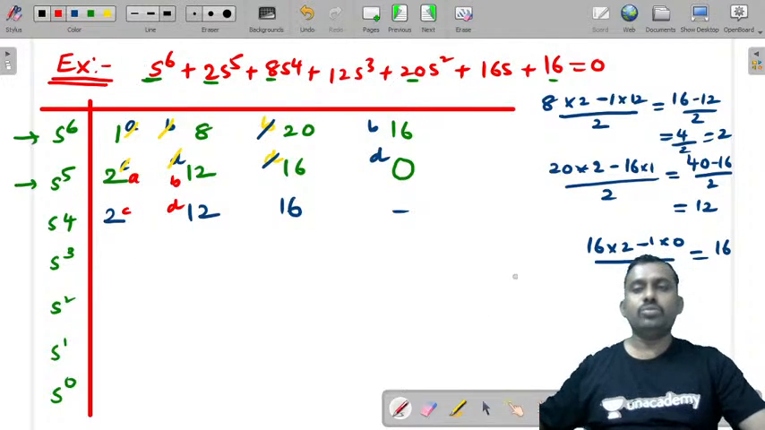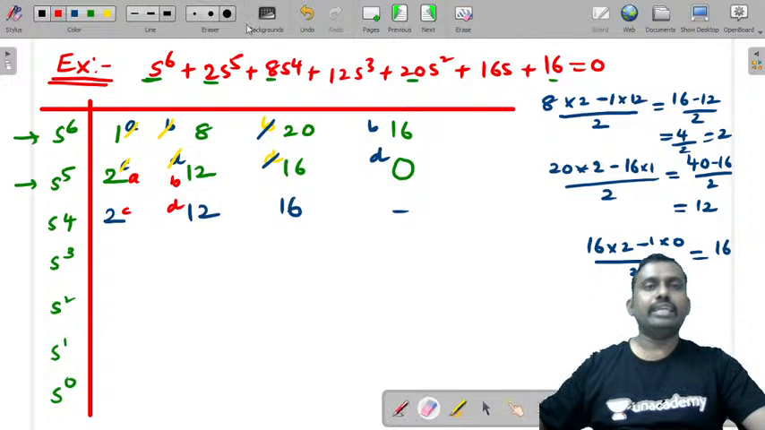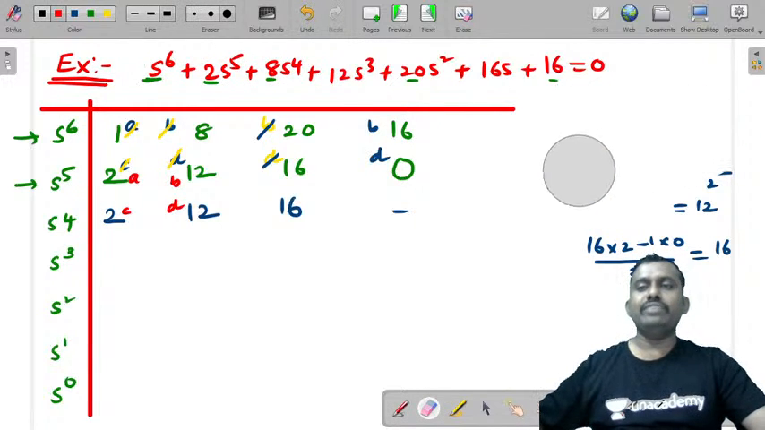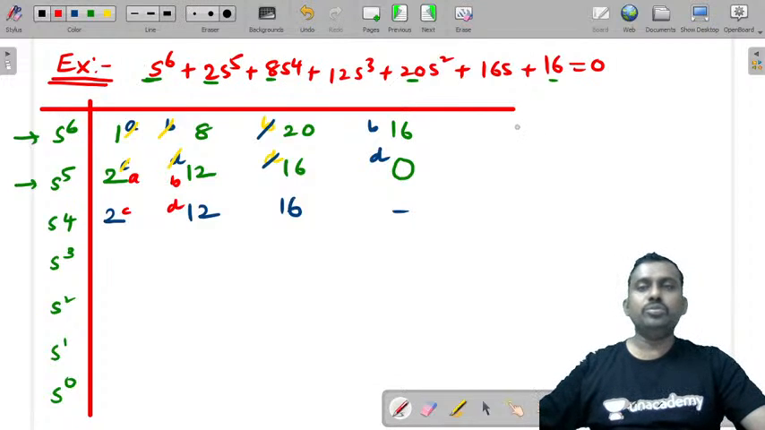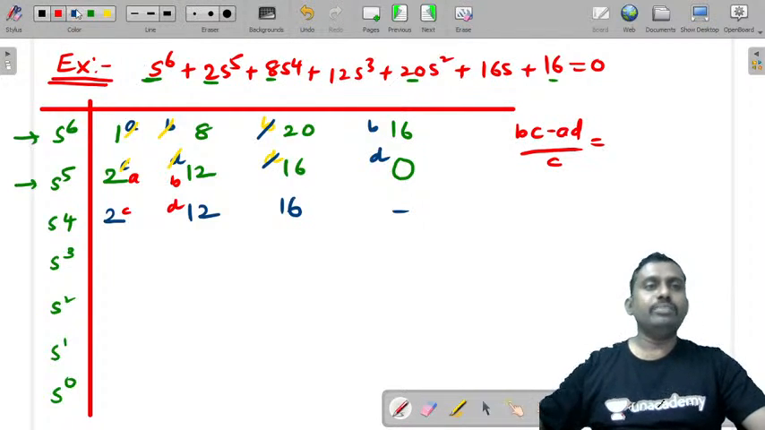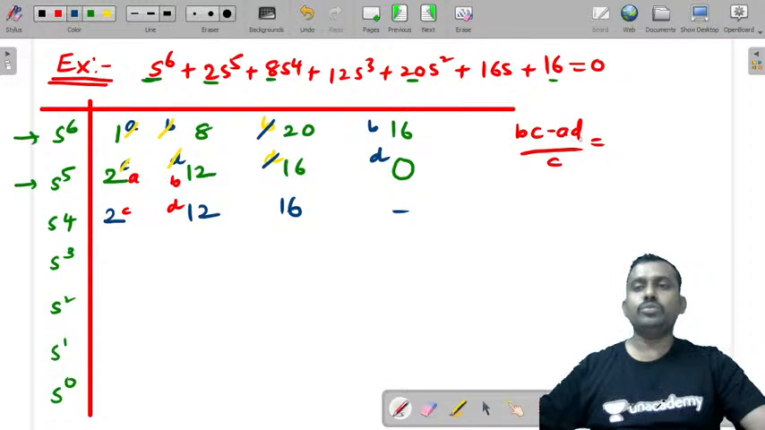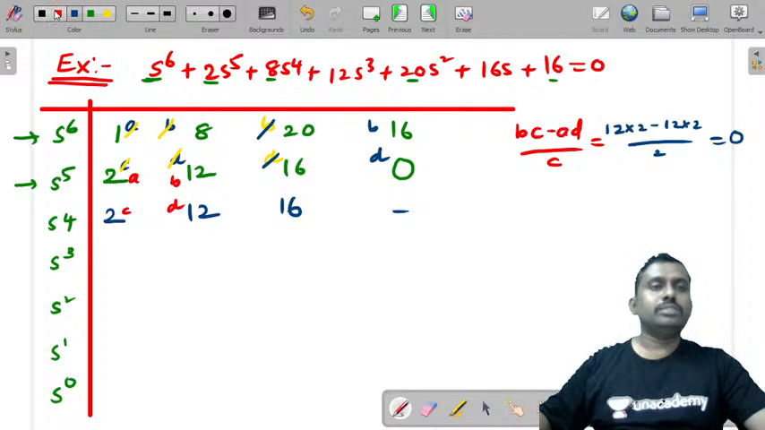Now if you do this, what are we getting? We have to look at that. This is very interesting. This is one difficulty we face while doing Routh's array. Now when you do BC minus AD by C, with B as 12, 12 into 2 minus A and D also 12 into 2, by C which is 2, what value do you get? You'll get a 0. Just be careful, this is a 0 here.